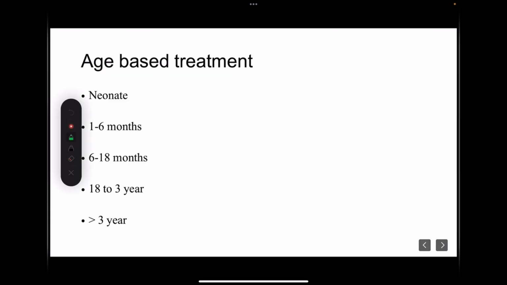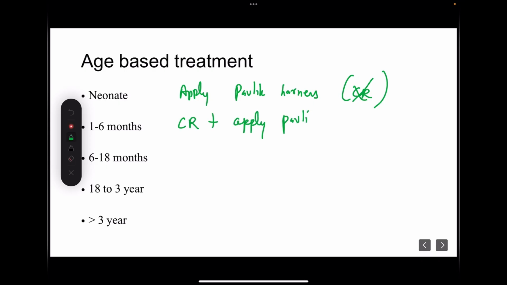Age-based treatment for DDH is, whenever a neonate presents to us with developmental dysplasia of hip, we only apply a Pavlik harness. No need for even closed reduction. Whenever a child presents after 1 month but up to 6 months, we do closed reduction plus we apply a Pavlik harness.